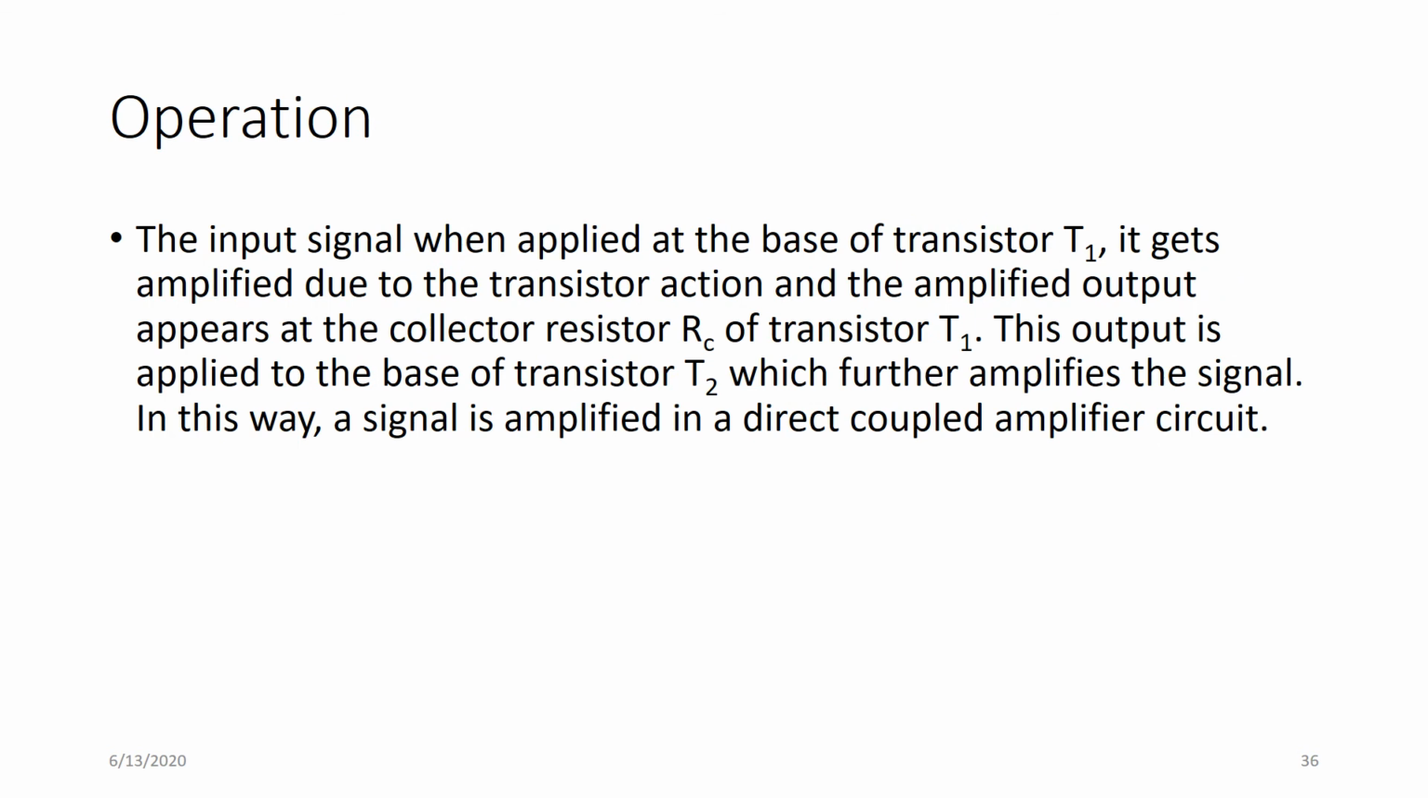Operation. The input signal, when applied to the base of transistor T1, gets amplified due to transistor action, and the amplified output appears at the collector terminal RC of this transistor. This output is applied to the base of the transistor T2, which further amplifies the signal, and in this way the signal is amplified in a direct coupled amplifier circuit.